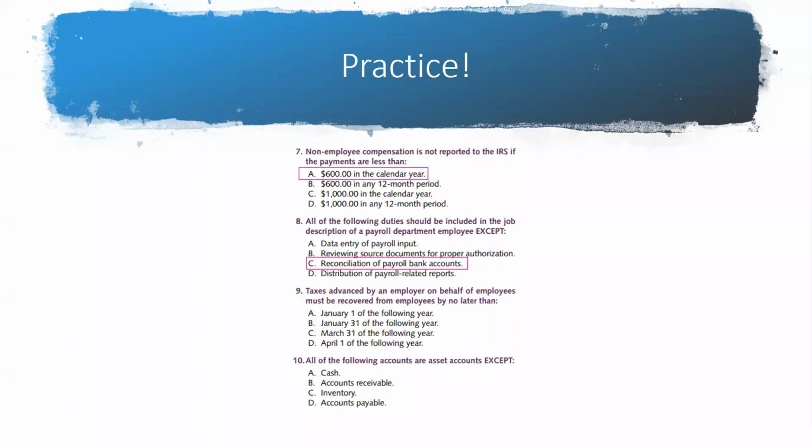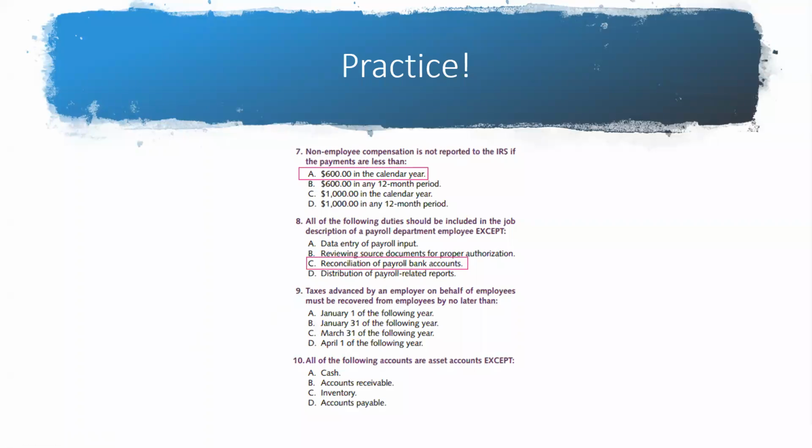It is C, reconciliation of payroll bank accounts. The reason that one is selected is because of segregation of duties. The person doing the payroll should not be the person reconciling the bank accounts, so that you have multiple eyes on the money. If the payroll person is also reconciling the bank accounts, then they have full control over all of that. So that's why that would not be part of their job.